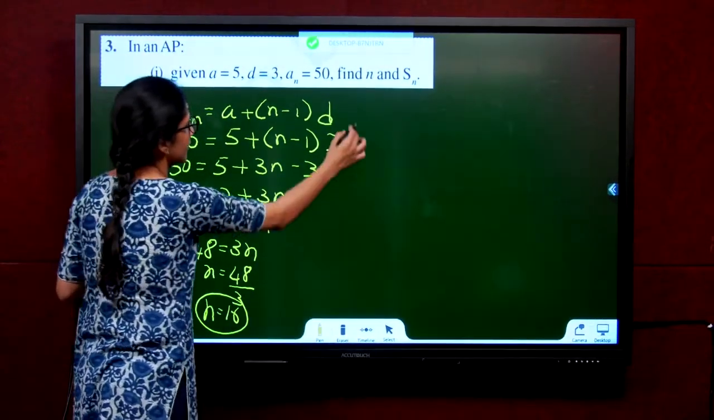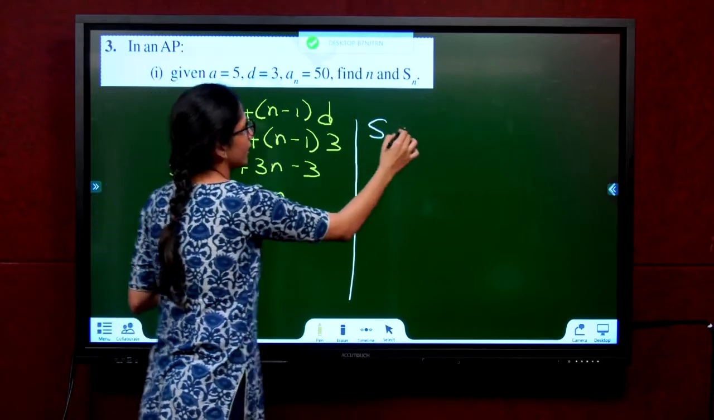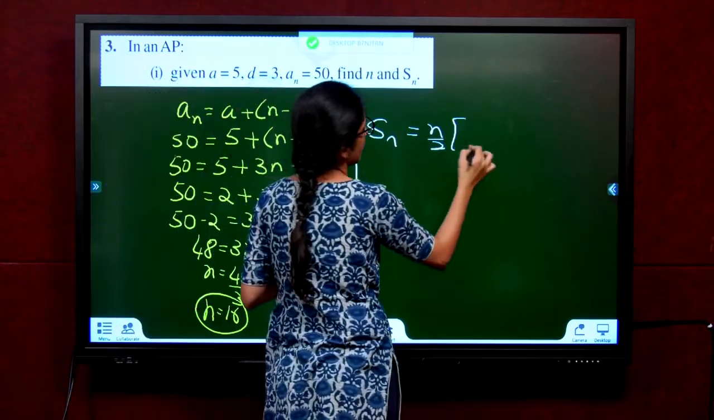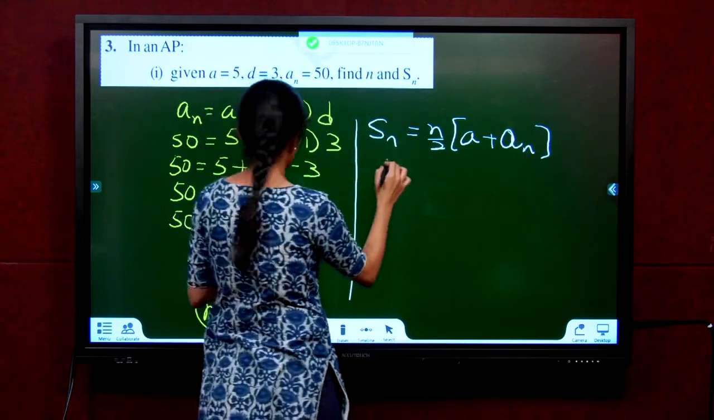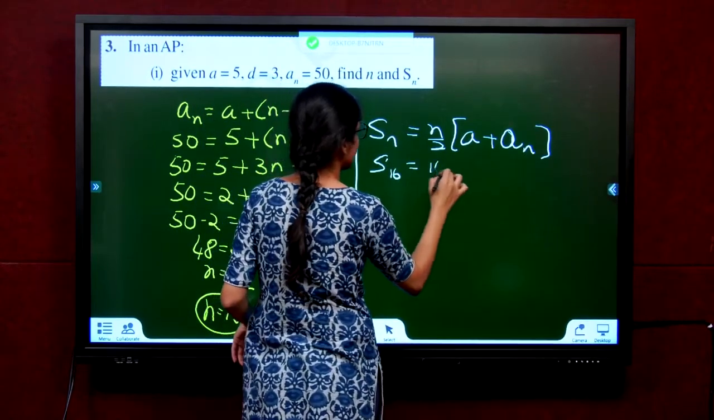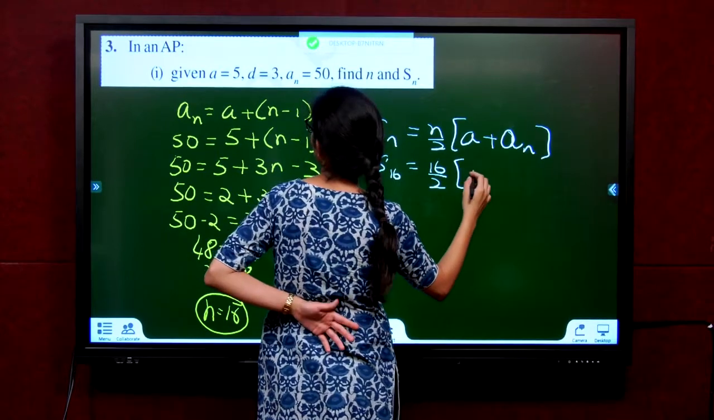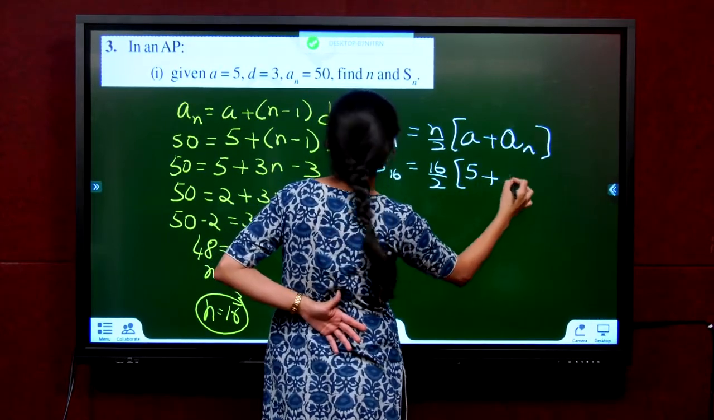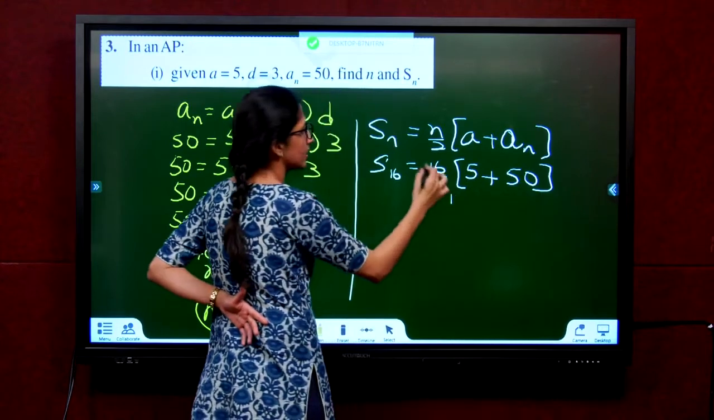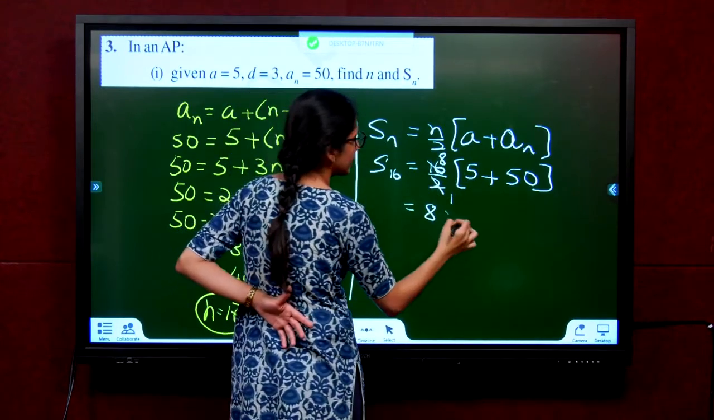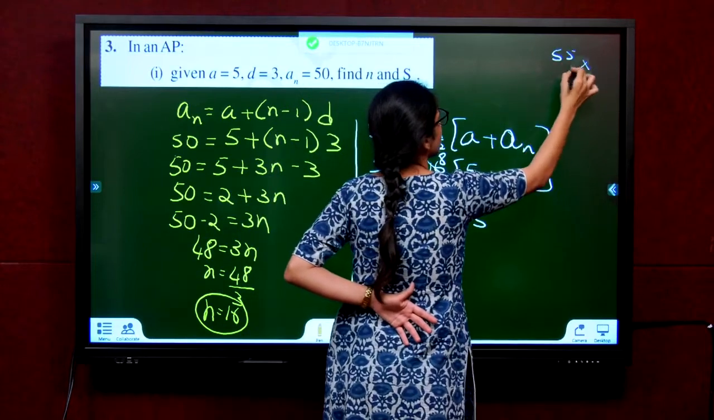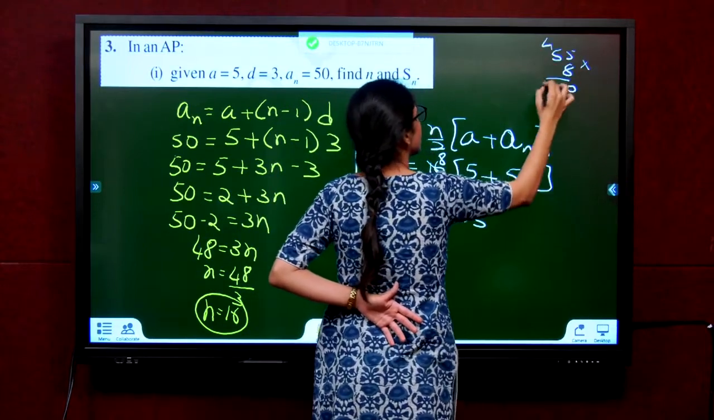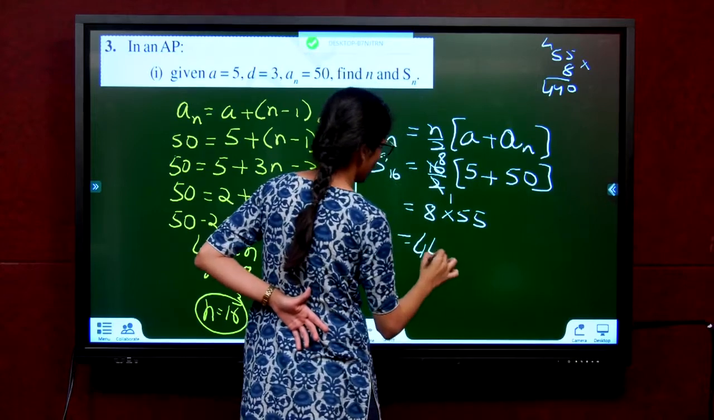Now you have to find Sn. You have An, so you can use the first formula. So now you have S16, 16 by 2 into A. What is given as A? 5. What is An? 50. So 2 8s are 8 into 55. Be quick. You want 55 into 8: 40, 40, 44, 4, 4, 0.